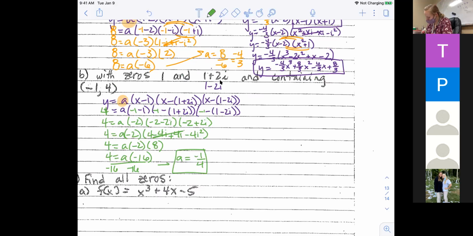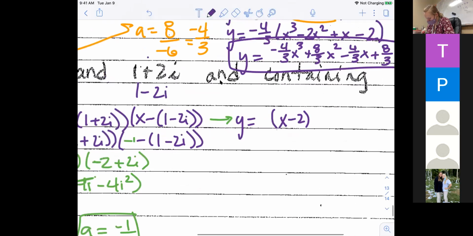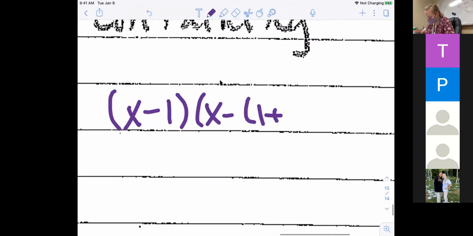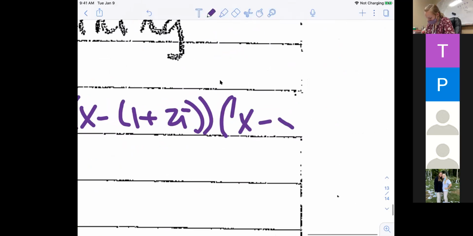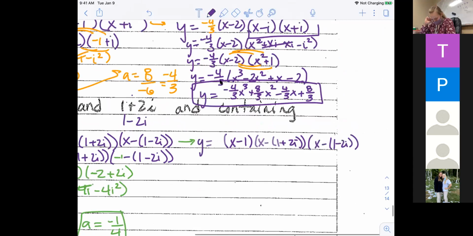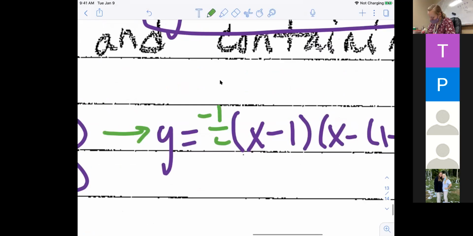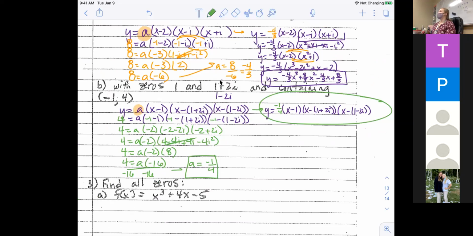Let's plug it into the equation. And again, I don't feel like solving this out today, so we're gonna skip it. If we can, we'll look at it tomorrow. If not, I think we'll all live. x minus 2, x minus 1, x minus 1 plus 2i, and then x minus 1 minus 2i. And that a is my negative 1/4. Again, if we want to, we can multiply it out, but I don't want to.